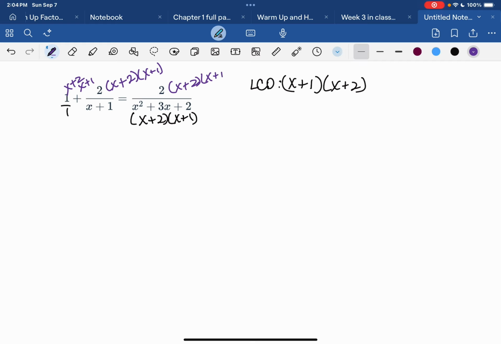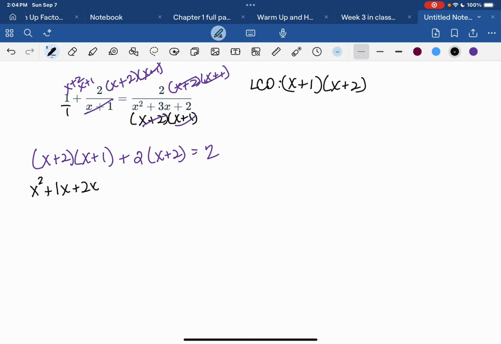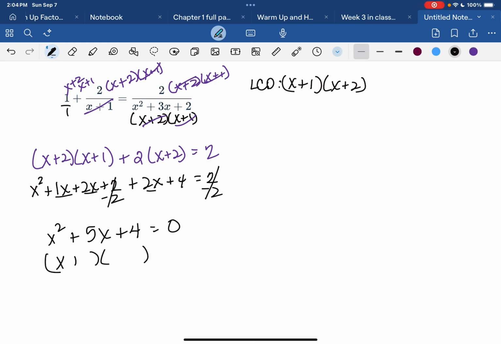Okay, so x plus 2 and x plus 1, the x plus 1s cancel, so I have 2 and x plus 2, and then everything cancels except for the 2. So I pull this out. So I have x squared plus 1x plus 2x plus 2 plus 2x plus 4 equals 2. Move the 2 over, it cancels that. So I have x squared plus 5x plus 4. I factor, that's 1 and 4.